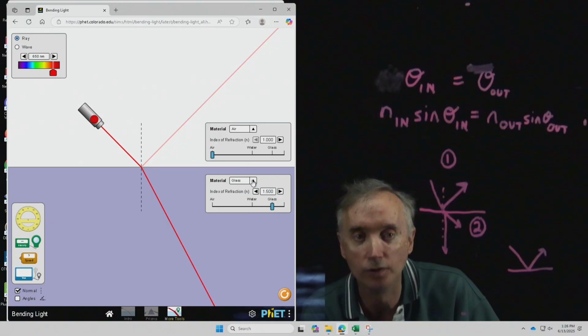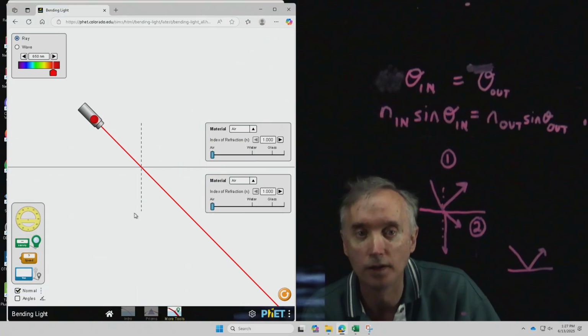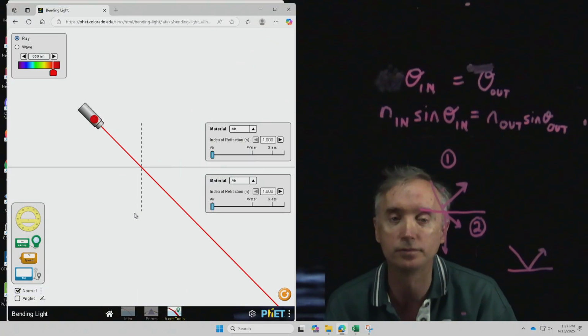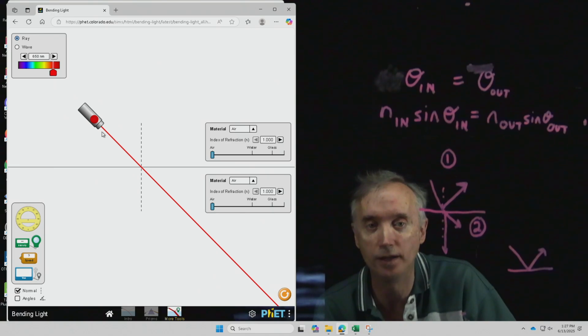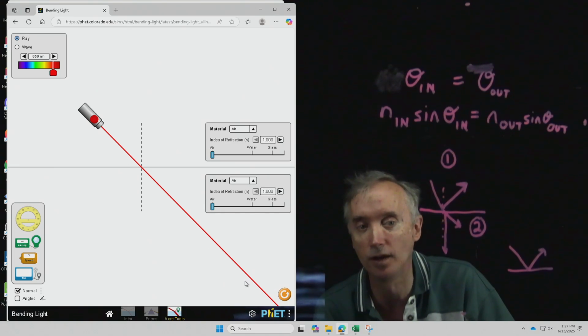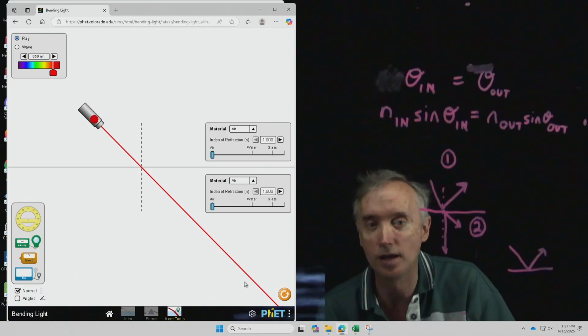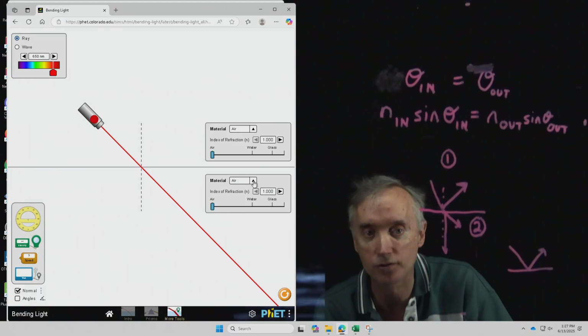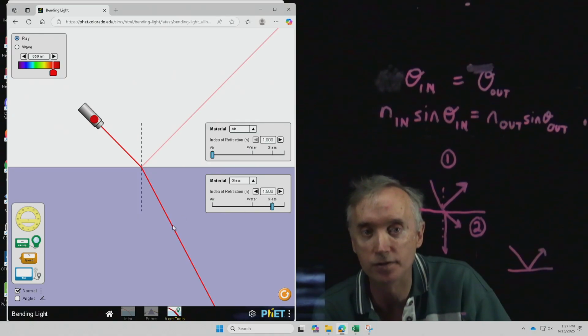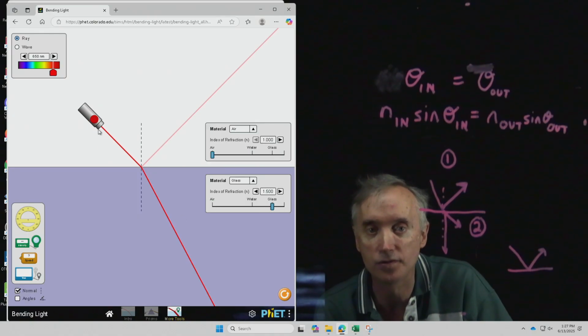Now what we could do though is let's click on air, and do you notice what happens? So do you see that the light doesn't bend at all? It just keeps on going in a straight line. So that tells you you've got to have two different substances in order to have refraction. Okay, so let's go ahead and put it back on glass, and there's our light.